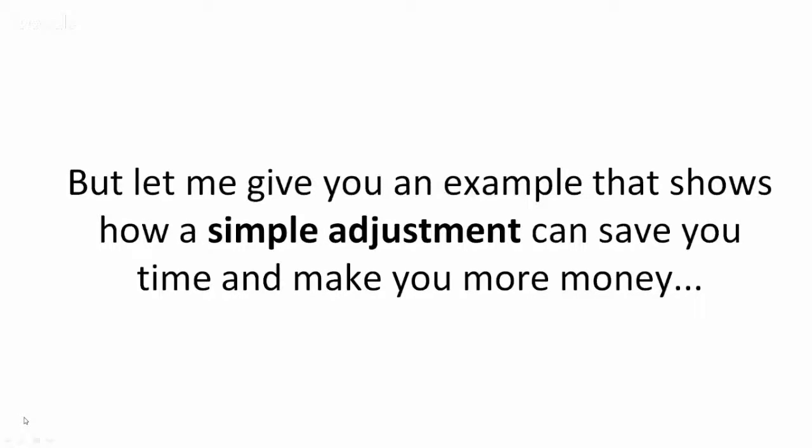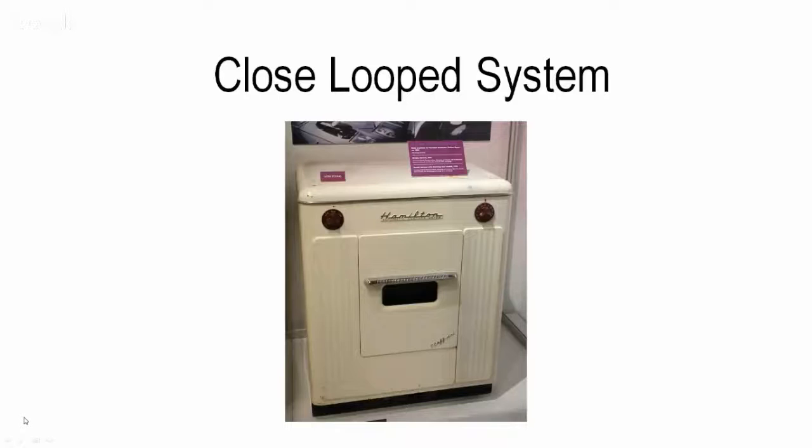But let me give you an example that shows how a simple adjustment can save you time and make you more money. Just a simple adjustment, and a simple example here, okay? Look, this is an example of a closed-loop system. Yes, it is an old-school clothes dryer, all right? Now, what does it do?